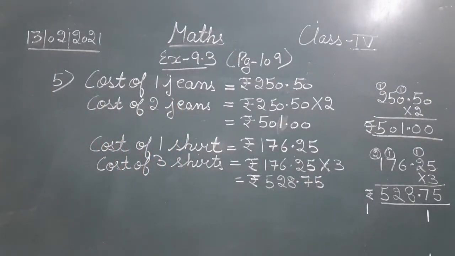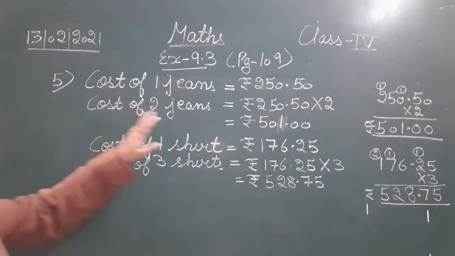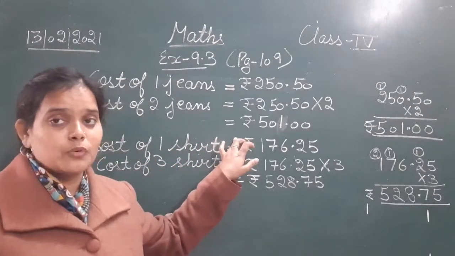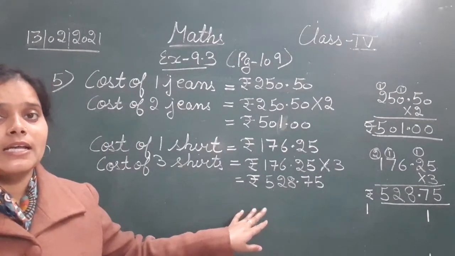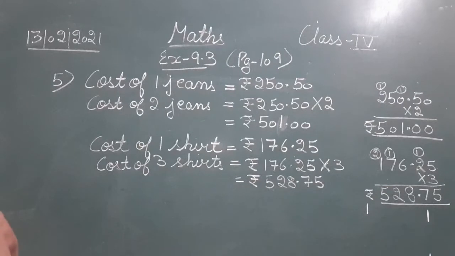So now we have calculated the cost of the different items that were purchased by Jagjit. He has bought 2 jeans, and we have calculated that amount, that is 501 rupees. The cost of 3 shirts we have calculated, that is 528 rupees and 75 paise. So let's calculate the total cost of jeans and shirts. अब इन दोनों की total cost कितनी होगी?